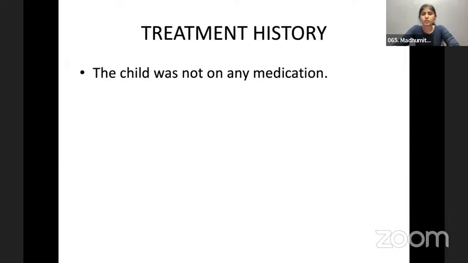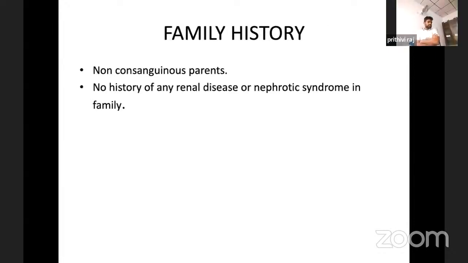Treatment history: the child was not on any medications. Okay. Next, family history: non-consanguineous parents, no history of any renal disease or nephrotic syndrome in family members. So wait here. What is the relevance of nephrotic syndrome in the family? What are you thinking about? Genetic disease, congenital diseases.